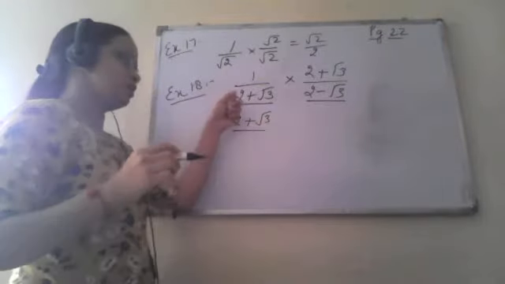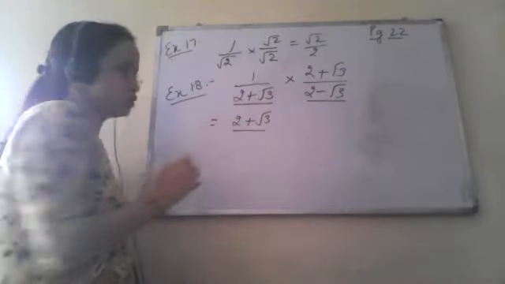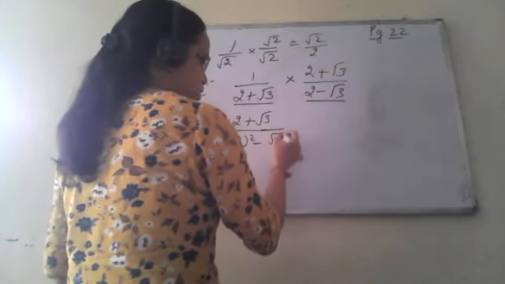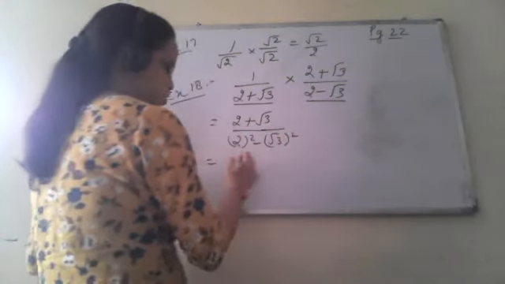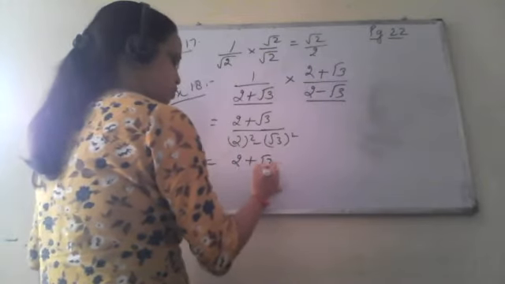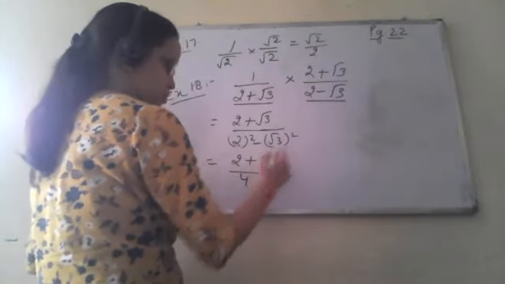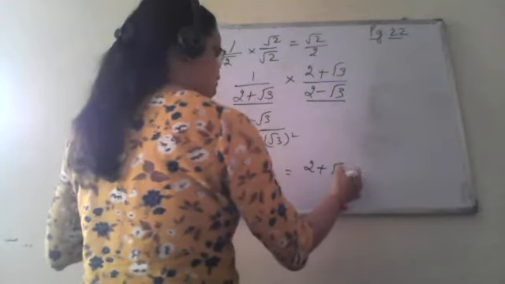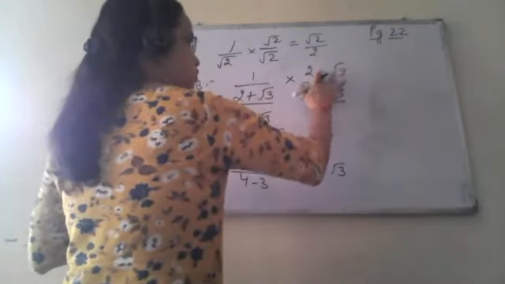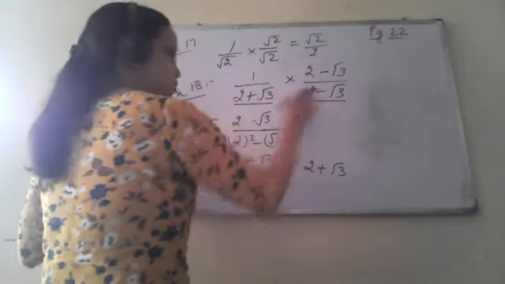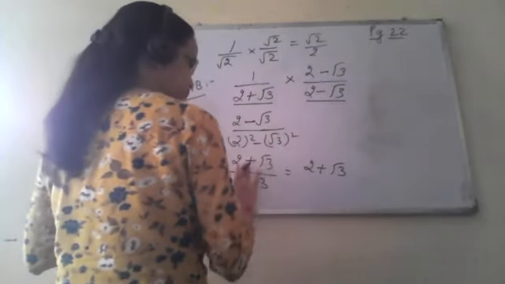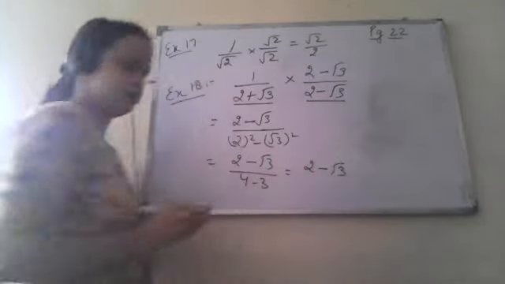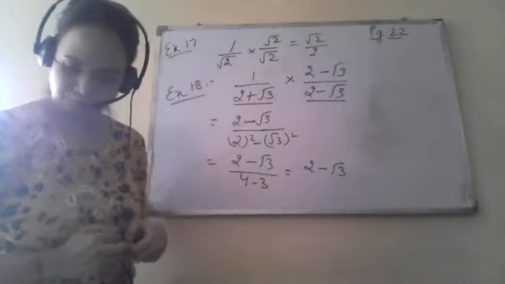So in place of a you have 2, in place of b you have root 3. So it will be 2 square minus root 3 whole square. It is 2 plus root 3. This is 4 and this is 3. 4 minus 3, that is 1. So the answer will be, sorry, 2 minus root 3. By the same expression you have to multiply. The answer will be 2 minus root 3. Okay.